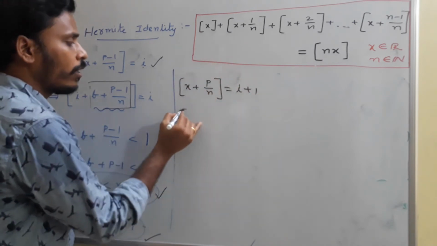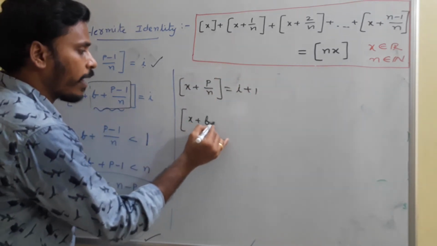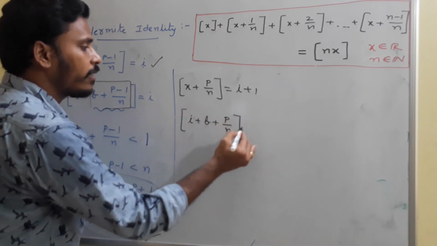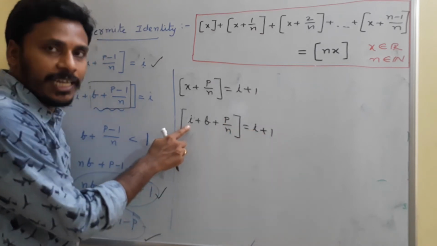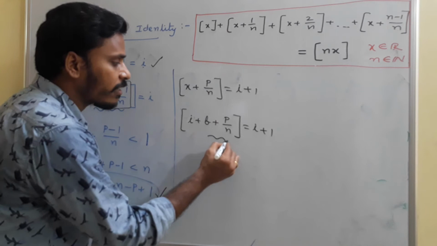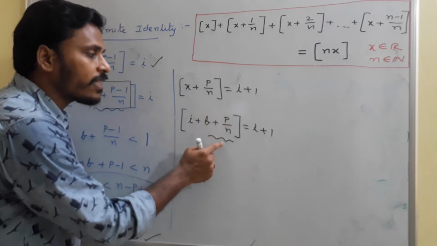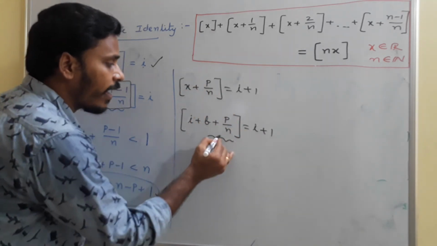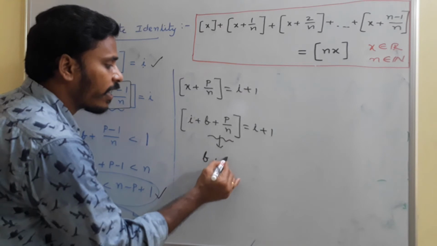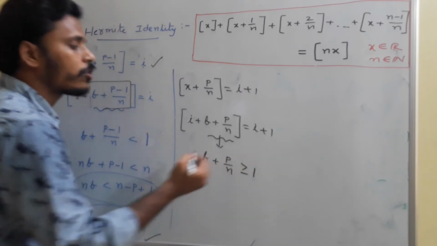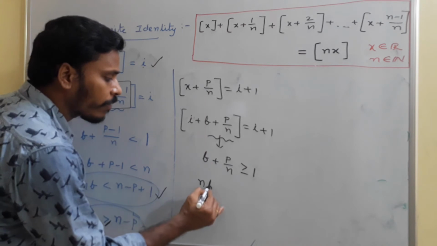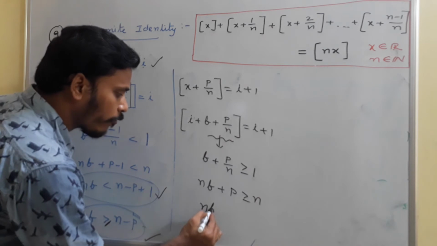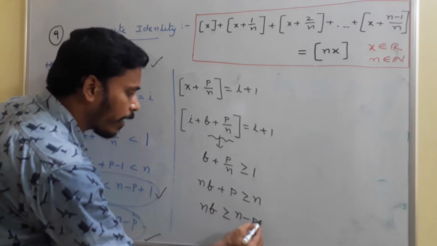Then what you have to do? Step of x plus p by n, x means I plus f, right? I plus f plus p by n is equal to I plus 1. I is the integer. f plus p by n is the fractional part. If this fractional part is less than 1, you get your step value as I only. But here I plus 1 is there. That means this fractional part f plus p by n is greater than or equal to 1. Now multiply with n. nf plus p is greater than or equal to n. And then nf is greater than or equal to n minus p.